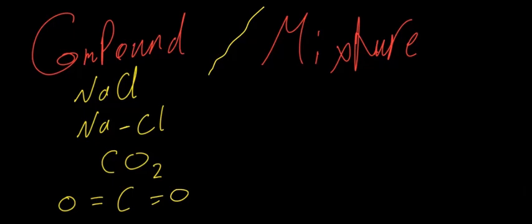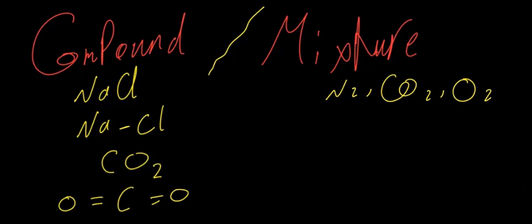Now the mixture is different. You have a lot of elements or a lot of different compounds but not chemically bonded. For example, in the air you will find the nitrogen N2, carbon dioxide CO2, and oxygen O2. All of them combined together but not chemically bonded. There is no bond between the nitrogen and the carbon dioxide, and also there is no bond between the oxygen, for example, and the nitrogen. They are separate from each other, so this is what we call a mixture.